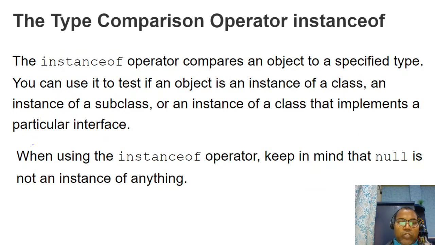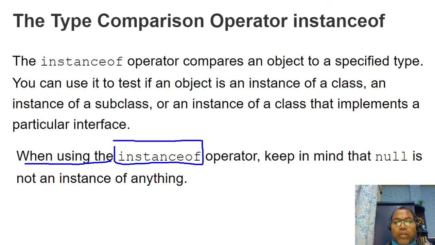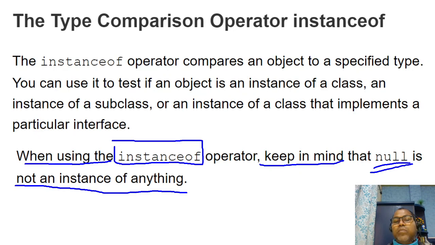So when using the instanceof operator, keep in mind that null is not an instance of anything. You cannot say null is an instance of String, null is an instance of StringBuffer, or null is an instance of your Employee class. The instanceof operator only works on an actual object, which may be a subclass, or an implementation of an interface.